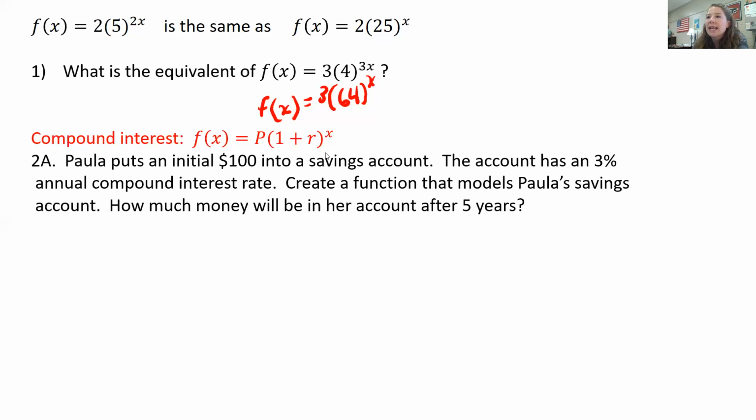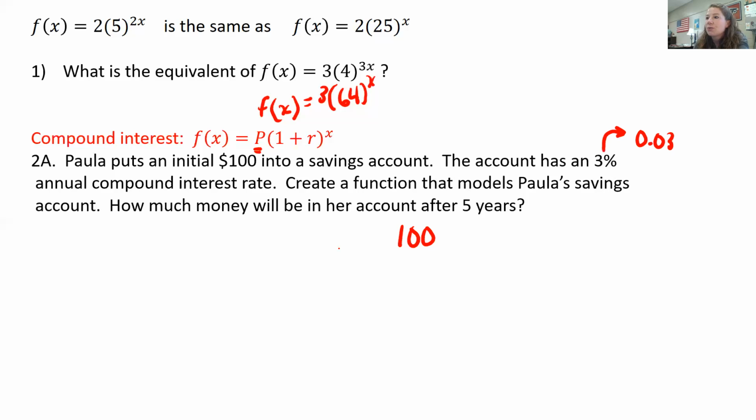So Paula puts an initial $100 into a savings account. So that's her principal. So the principal, that's the starting place. So on a graph, that would be your y-intercept. The account has a 3% annual compound interest rate. And one thing we always are going to do with rates is turn them into decimals. So 3% is 0.03.